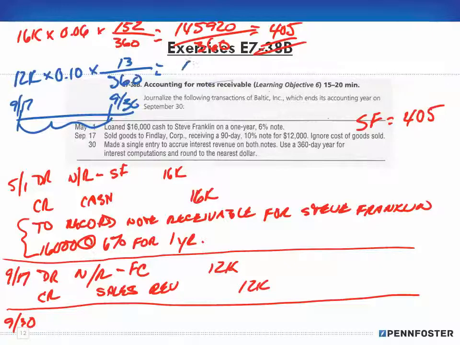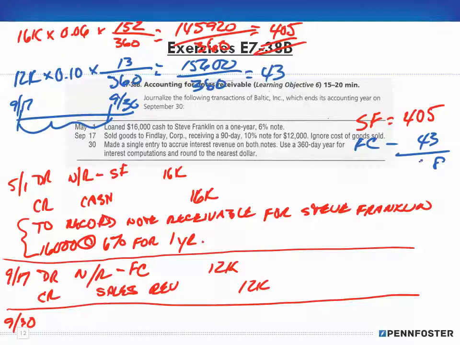So I take 12,000 times 0.1 times 13 is 15,600 over 360. So I divide by 360, and I round to $43. So Finlay Corp is 43. That's 448 in total.